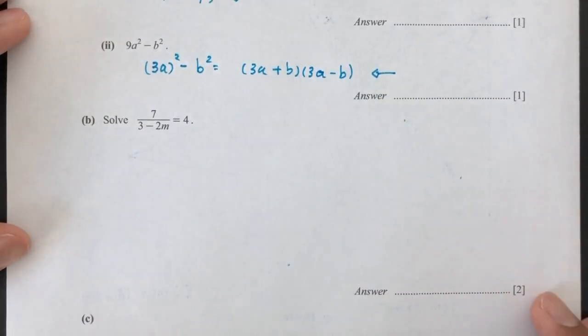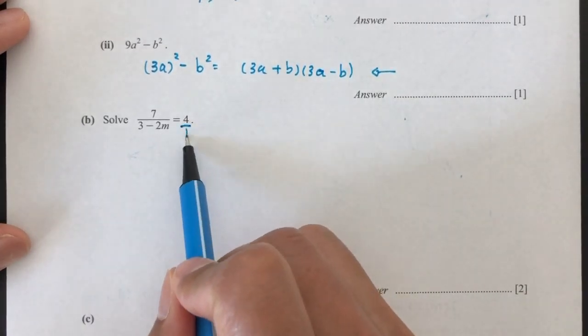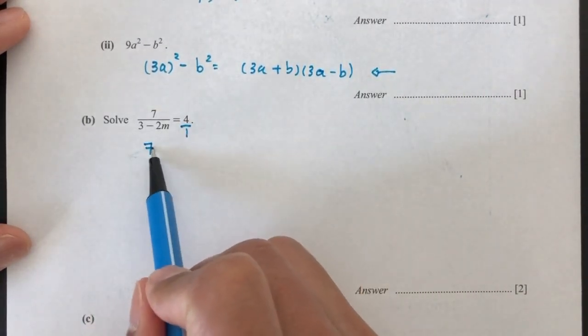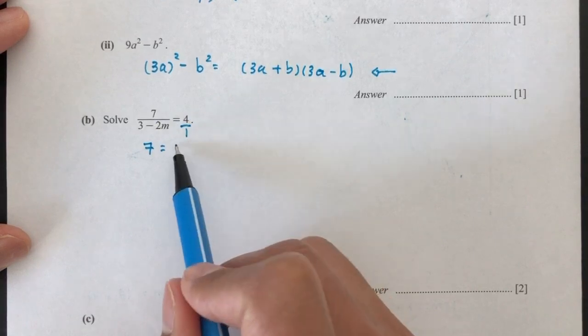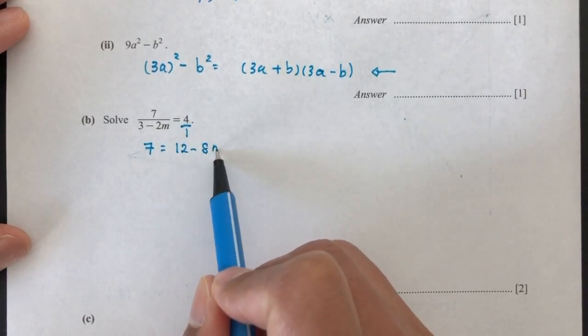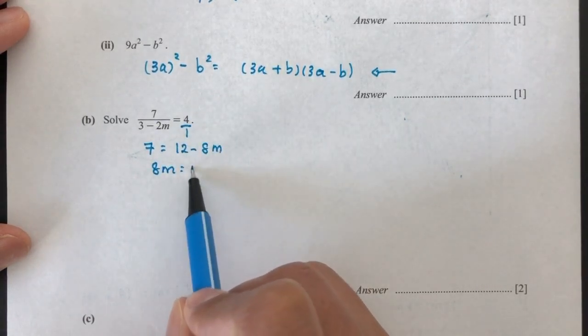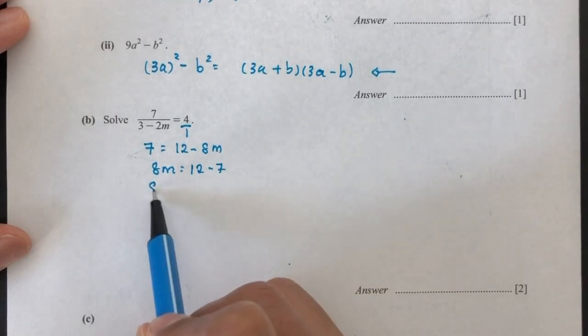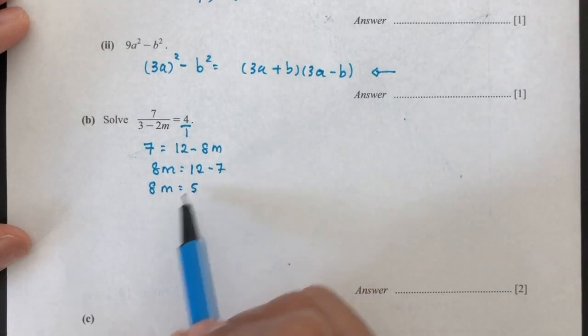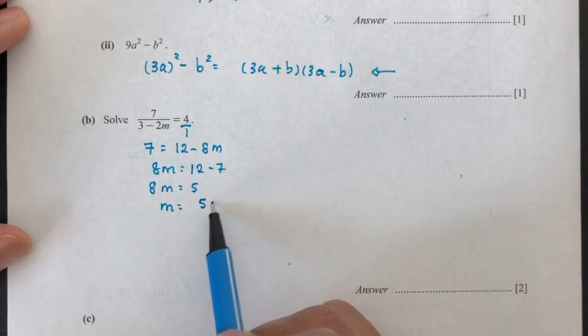Now for this one, part B, solve. Solve means find the value of m, so we cross multiply. 7 becomes 12 minus 8m. 8m will be 12 minus 7, so 8m is what? Is 5. m will be 5 divided by 8.